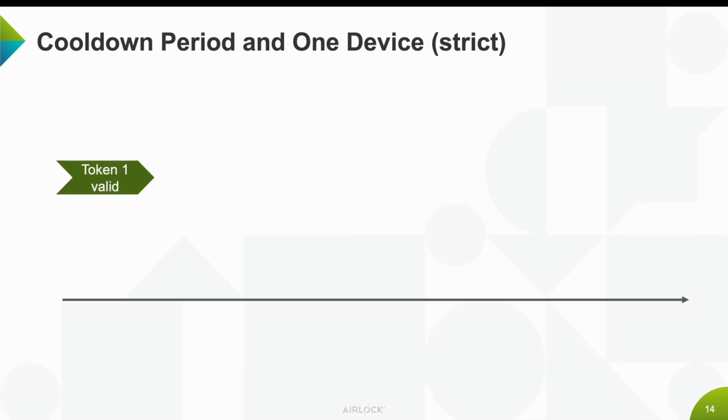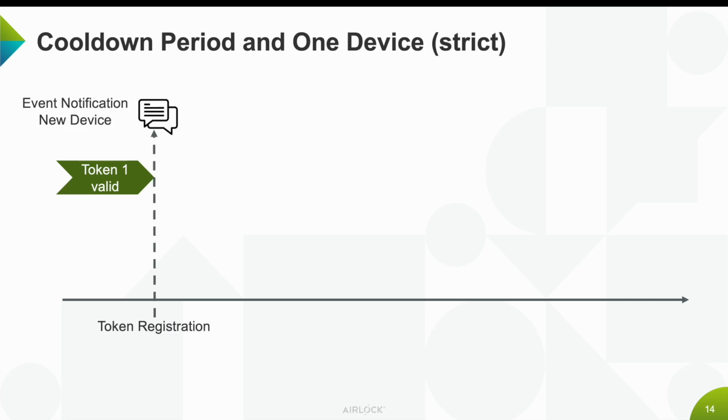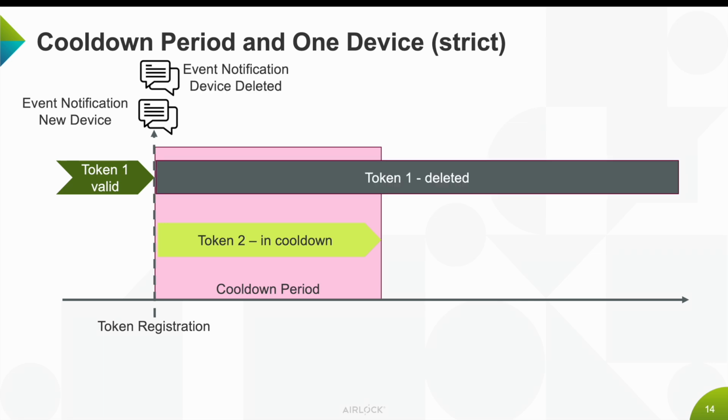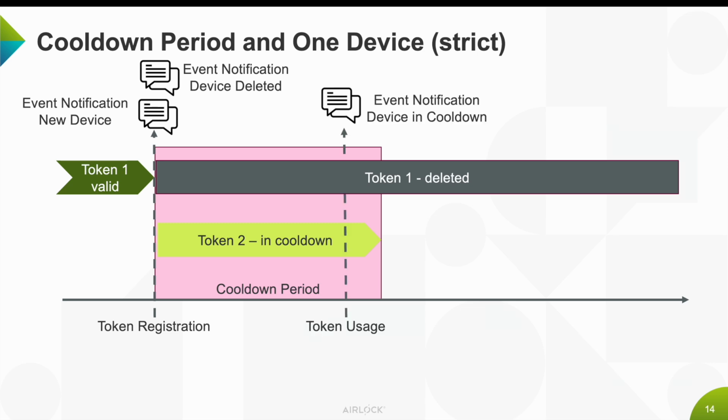The other use case scenario is what I call strict. And you can see already the green arrow is much shorter. So it ends at the token registration and the event notification that there is a new device. Token registration means there is a new token in town, it's in cooldown period, so we have the pink area, but token 1 is immediately deleted and the event notification of the device deletion is also sent out immediately with the token registration.